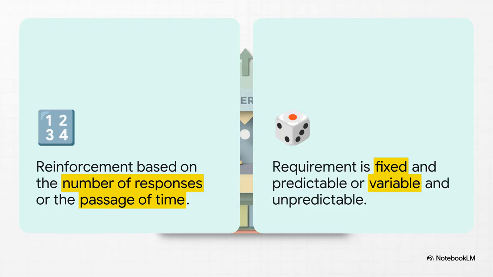Now, to understand all of these schedules, we really only need to ask two basic questions. First, is the reward based on the number of responses, so how many times you do something? Or is it based on the passage of time, meaning the first thing you do after a certain amount of time has passed? And the second question is, is that requirement fixed and predictable, or is it variable and completely unpredictable? And the answers to these two questions give us our four basic schedules.